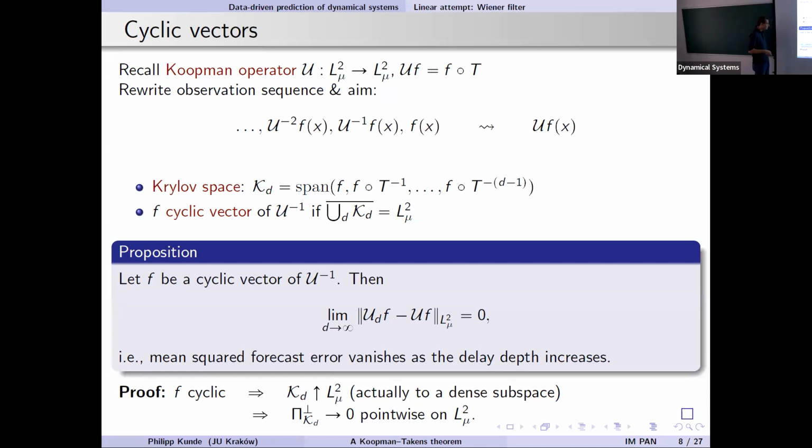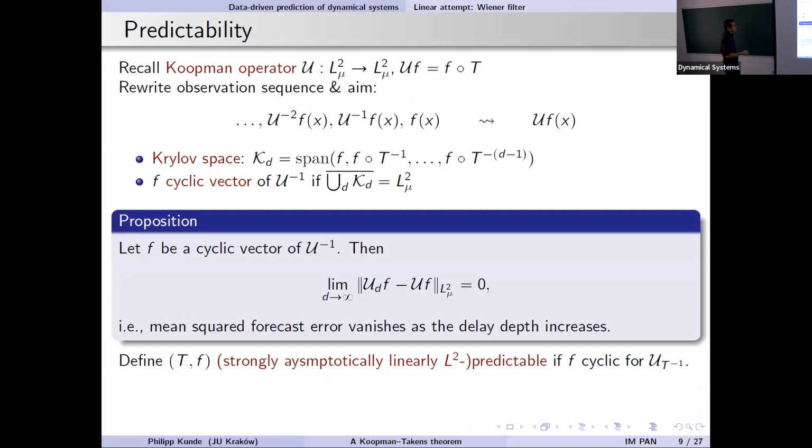Okay, so this was kind of the starting point. We said that these cyclic vectors are relevant, an important tool for our prediction problem. And that's why we introduce as a notion that a pair of dynamics T and observable F is called strongly asymptotically L2 linearly predictable if F is a cyclic vector for U T inverse.